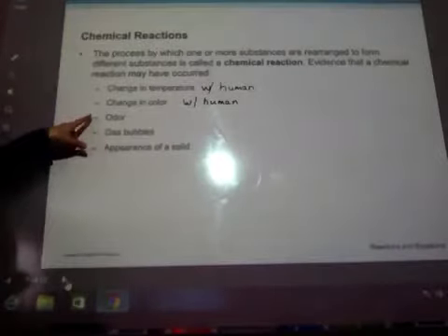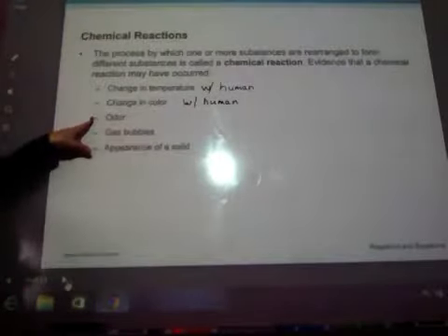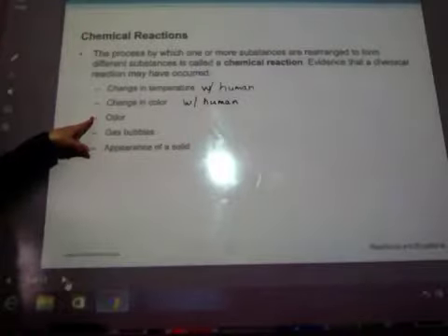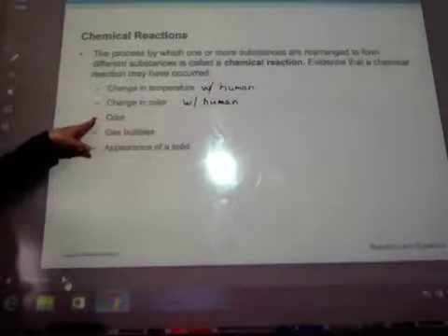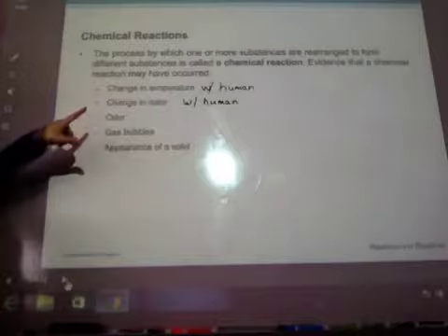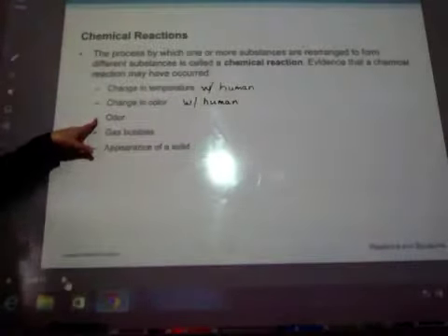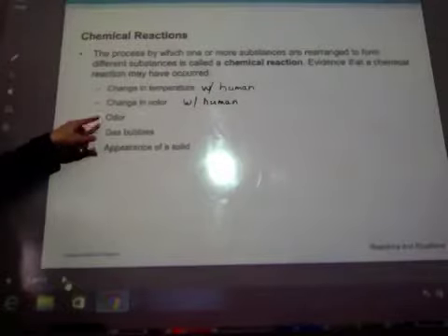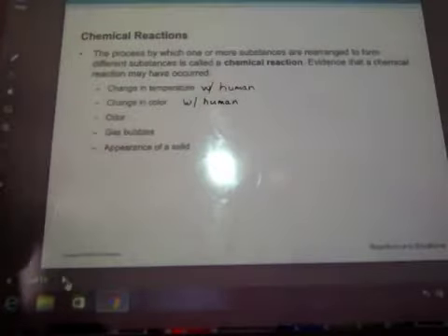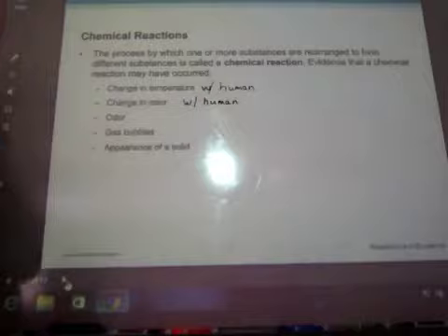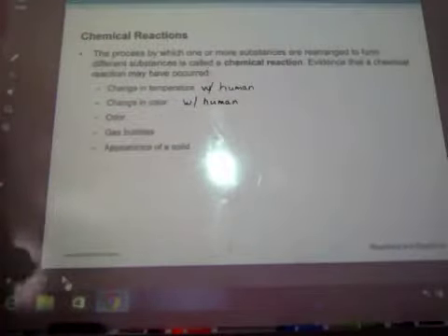Odor, a production of an odor. So quite honestly, your body odor is part of a chemical process. Cows, humans, whatever, passing gas is part of a chemical process. Or just something all of a sudden, like burning, the smell of something burning is evidence of a chemical reaction.